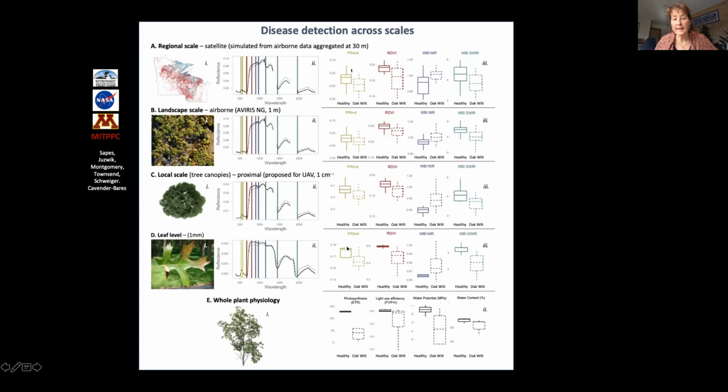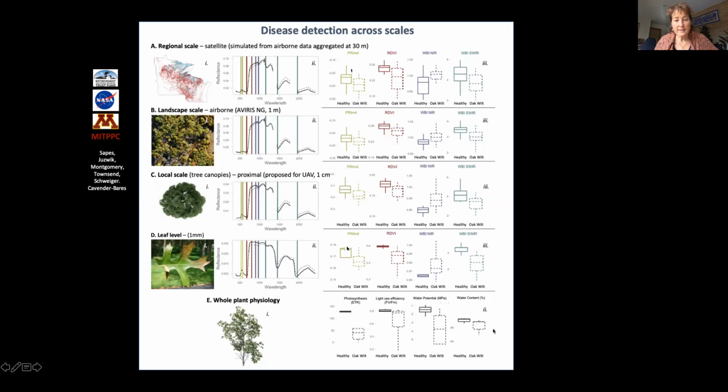They also do so at the canopy level using remotely sensed imagery or spectra. In this case, it was a proximal remote sensing method. In this case, with airborne imagery, those also were able to differentiate healthy and oak wilted leaves. And then in our simulations, we haven't actually done this with real satellite data, but in our simulations of satellite data, we also believe we should be able to differentiate healthy and oak wilted plants, but that's something we're testing.